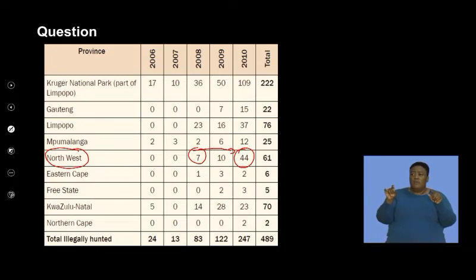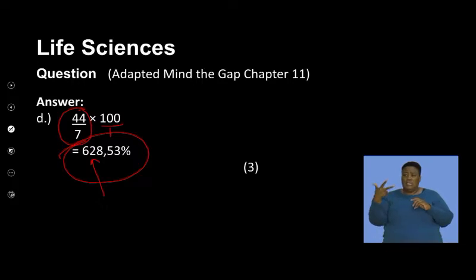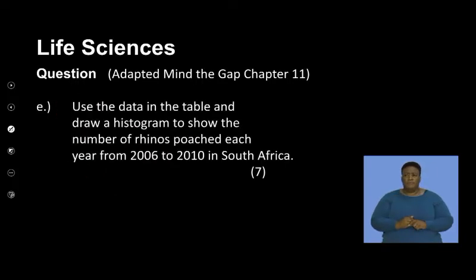It increased from 7 all the way to 44. Let's calculate what this means as a percentage of increase. If you plug in the numbers, you can see that it's 44 over 7 times 100, because we need to calculate that as a percentage. And this shows that it has increased by 628 percent. This is a significant increase in the number of rhinos. It's a radical increase, almost 6 times, and hence that's a significant concern.